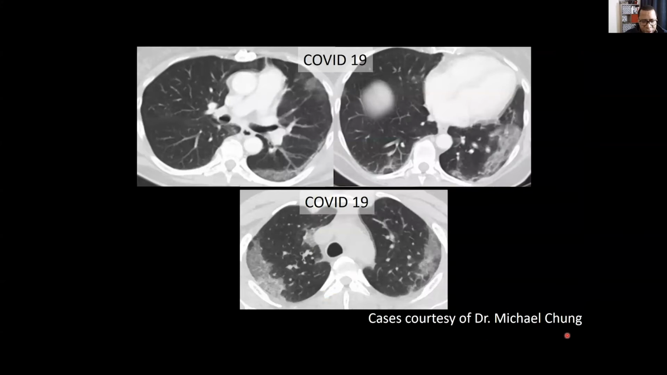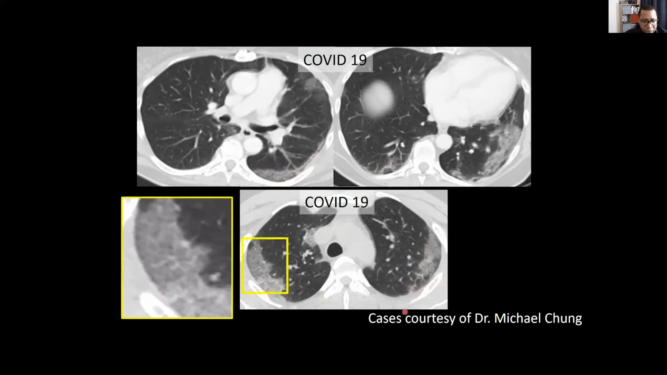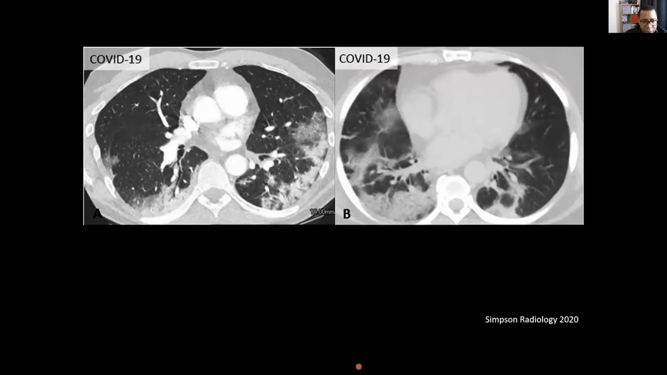These are cases from Michael Chung in New York, showing these peripheral ground glass opacities, right? So these are not rounded per se, but they're peripheral ground glass opacities. There are probably some intralobular septal lines associated with it. Again, peripheral, consolidative, and ground glass opacities. So these are more typical features of COVID-19, sort of sparing the more central lungs.